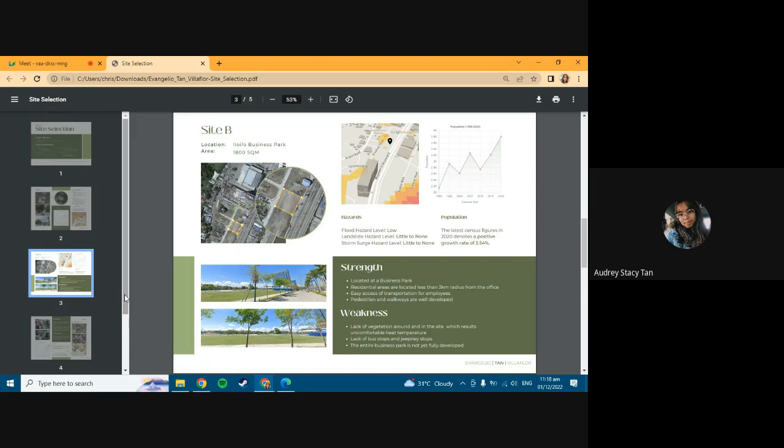So strength, it's located at the business park, which has also an increase in the market, and there are also residential areas located less than a 2 kilometer radius from the office, and pedestrian walkways are well developed. So weakness, there's a lack of vegetation around the site, which results in uncomfortable heat temperature, and the entire business park is not yet fully developed. So next slide.